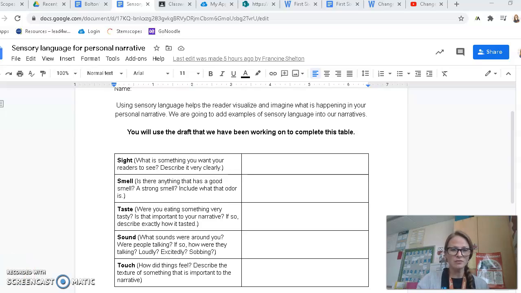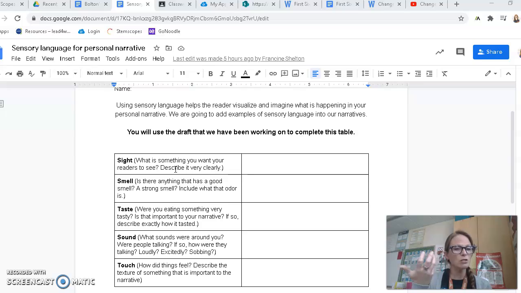So first of all, let's talk about what I mean by sensory language. Sensory language is when the author appeals to your five senses. We have our sense of sight, our sense of smell, sense of taste, sense of sound or hearing, and our sense of touch. When we think about our sense of sight, that's usually the one that is most easily described in our personal narratives.